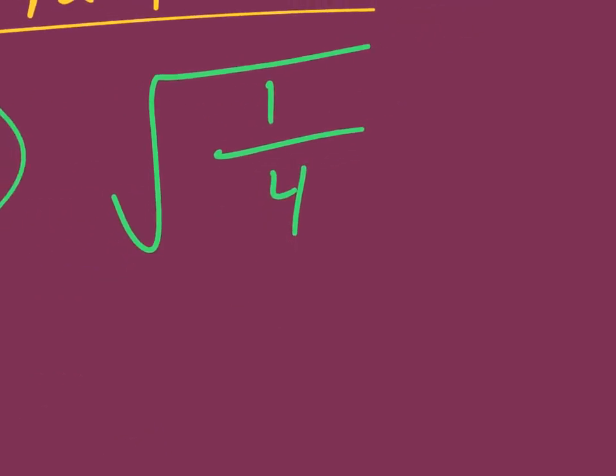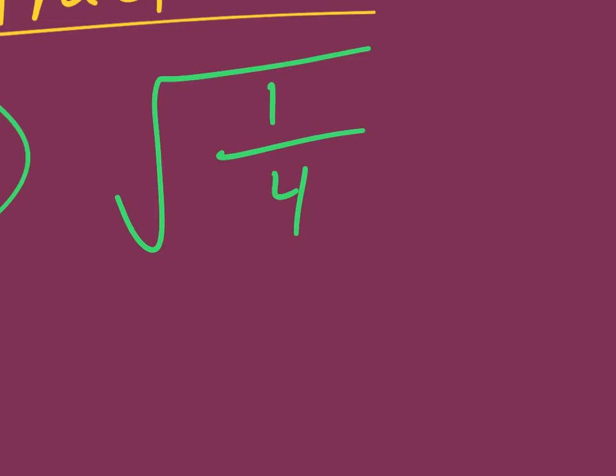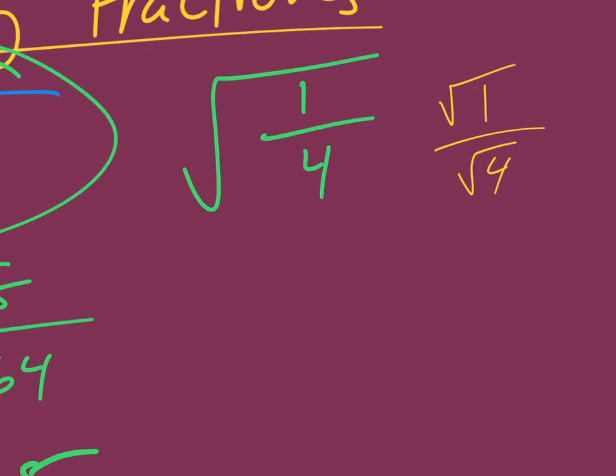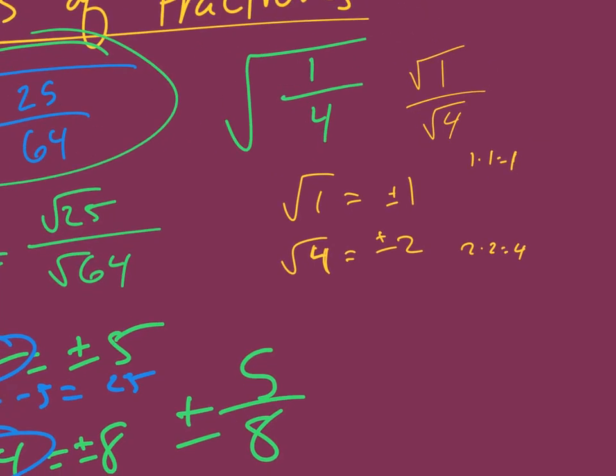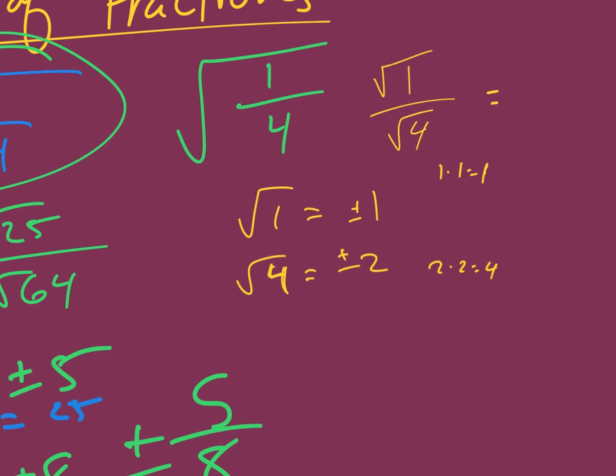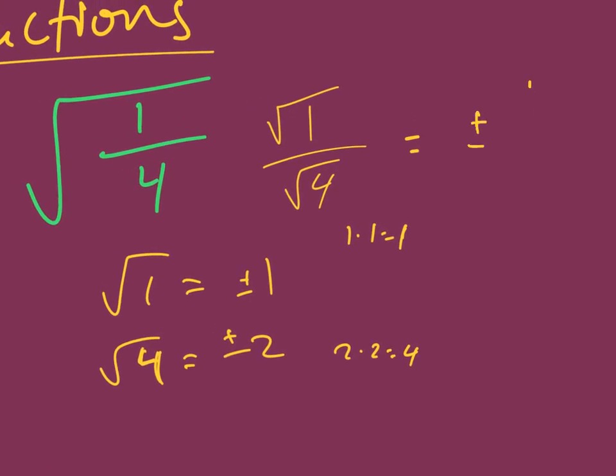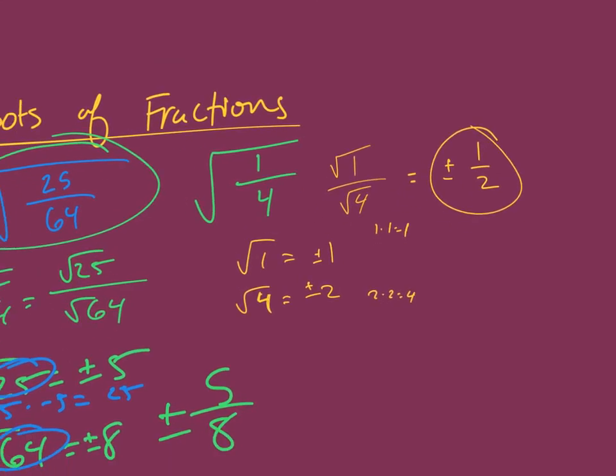Whenever we look at something like this too, remember that 1 is a perfect square. So this is the same as the square root of 1 over the square root of 4. It's really just taking the square root of the numerator and the denominator. The square root of 1 is equal to 1, and that could be positive or negative 1. And the square root of 4 is equal to 2, which could be positive or negative 2, because 1 times 1 is 1, and 2 times 2 is 4. So now I could say that an answer to this problem is simply positive or negative 1/2, and that's what I would put for a final answer.